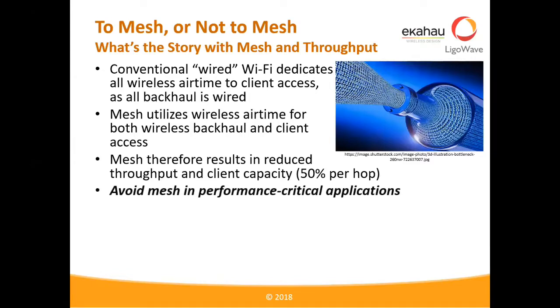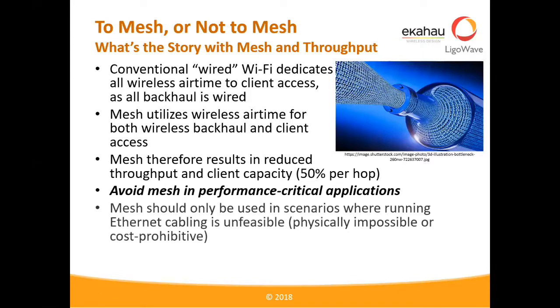The general rule, therefore, is to avoid mesh in performance-critical applications because of that reduction in capacity and throughput. You really should only use mesh in scenarios where running Ethernet cable is unfeasible. And by unfeasible, I mean it's either physically impossible or it's cost prohibitive. You should also only do it in environments where performance is not critical. So I might need coverage, but I don't need a lot of coverage. I don't have a lot of devices in that space. So the fact that I'm losing some throughput is really not going to be a big deal.